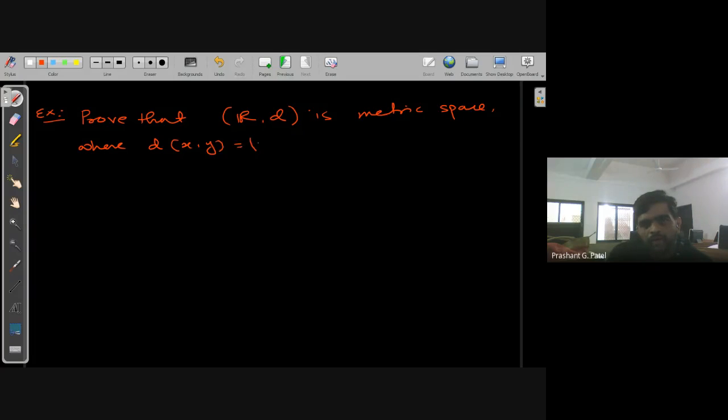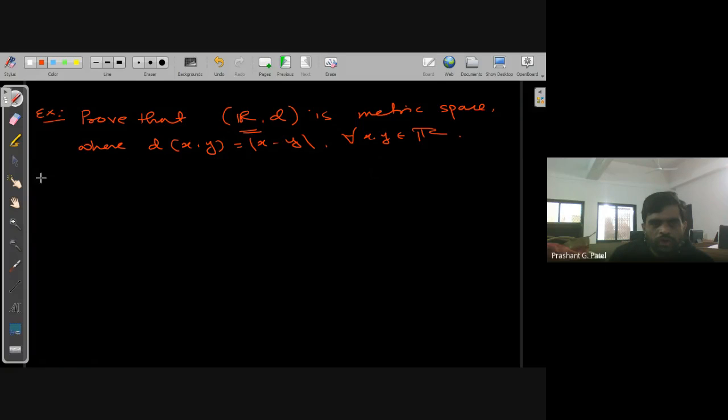So the question is: prove that (R, d), where R is the set of all real numbers, is a metric space, where d(x, y) is defined as |x − y| for every x, y belongs to R. So R is the set of all real numbers, and if we define this d, then it will become a metric space.